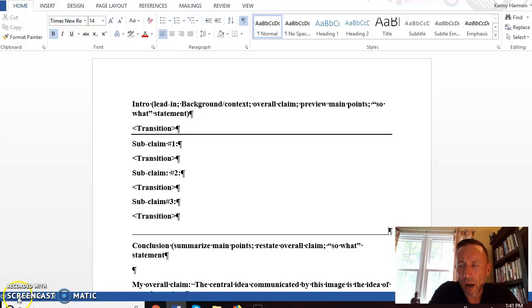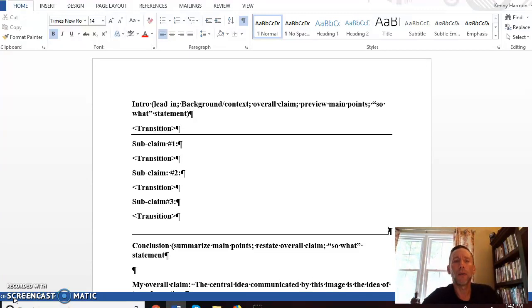So all that invention work that you did for your painting that you chose, you won't necessarily use all of it, but we are going to use a lot of it. So the assignment instructions for the essay, the visual analysis essay, ask you to choose the three most important symbols from that image and explain how they're connected to the overall claim that you have identified.